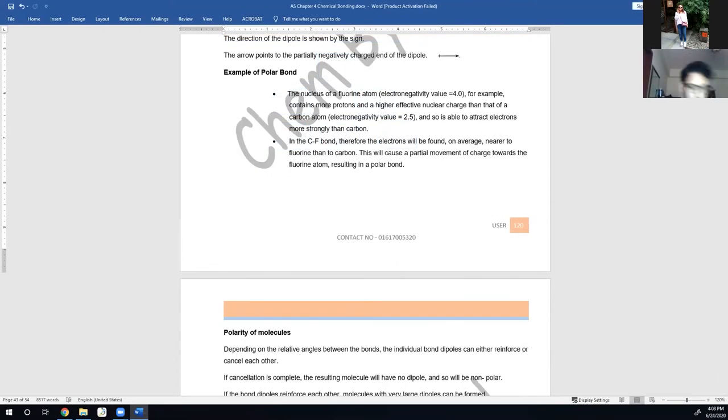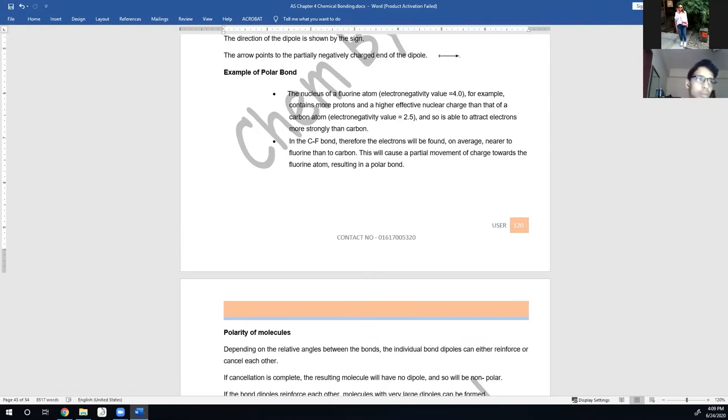So effective nuclear charge is basically the nuclear charge, the total number of protons and electrons. When we have more protons and electrons together, their ability to attract the neighboring electrons is greater. So whenever you have a higher nuclear charge, more protons, the atom can attract the electrons from its neighboring atom. So that's effective nuclear charge.